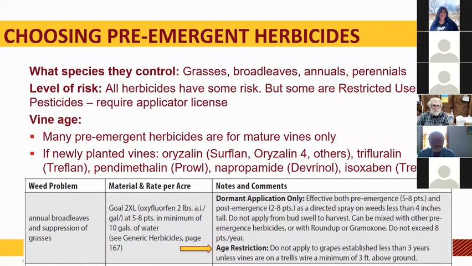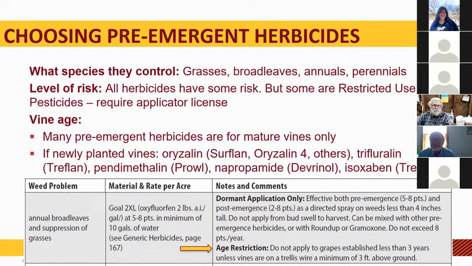Now there's the question of, how do you choose the best product? And I saw somebody enter a question in the chat of what are the best herbicides to use for a vineyard, or maybe you said to use for a beginning vineyard. And it's a great question. It's definitely a question you should be asking.